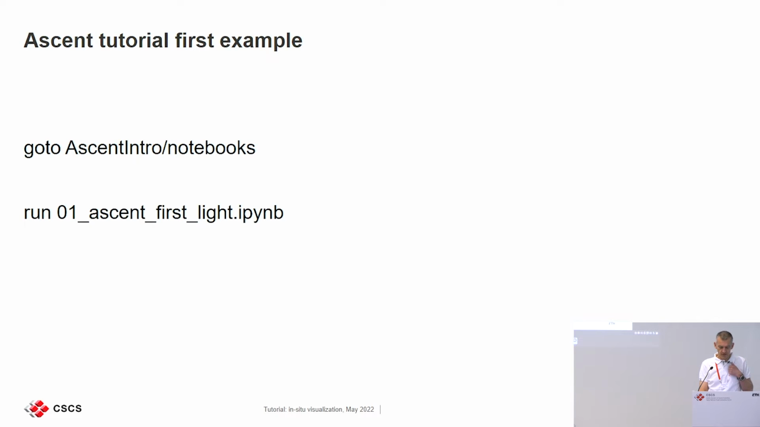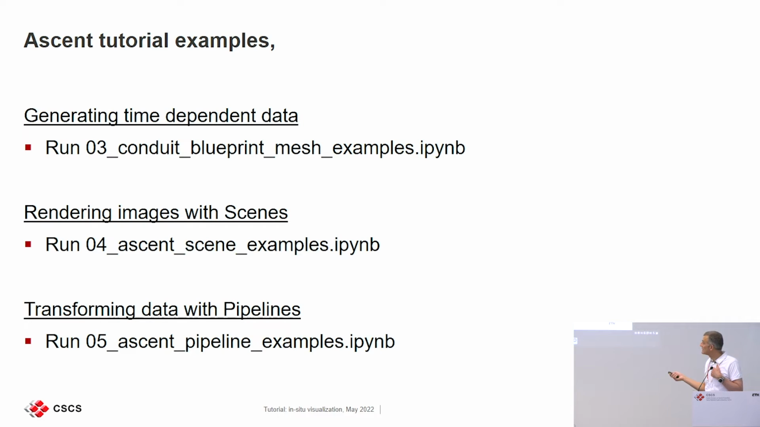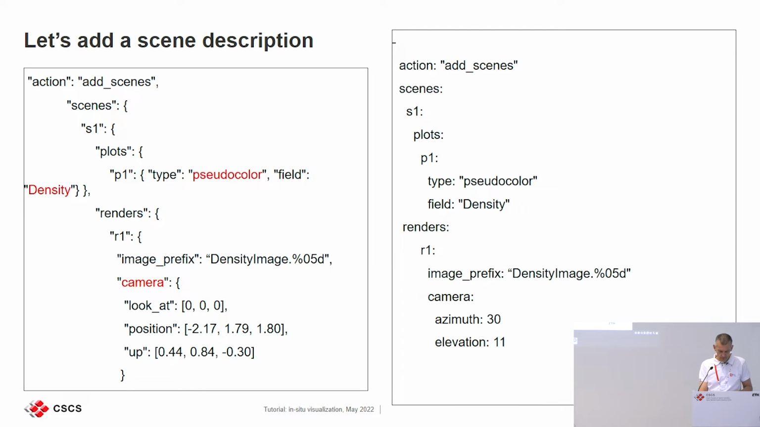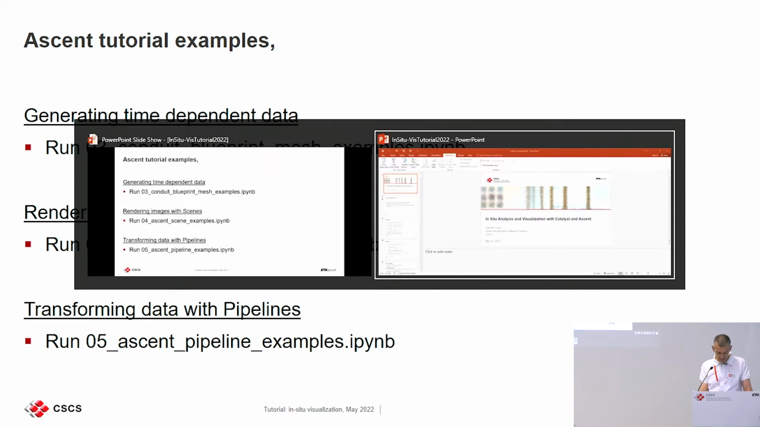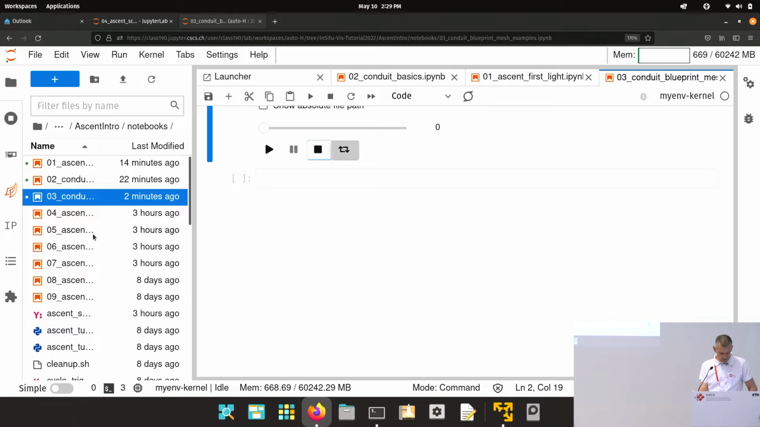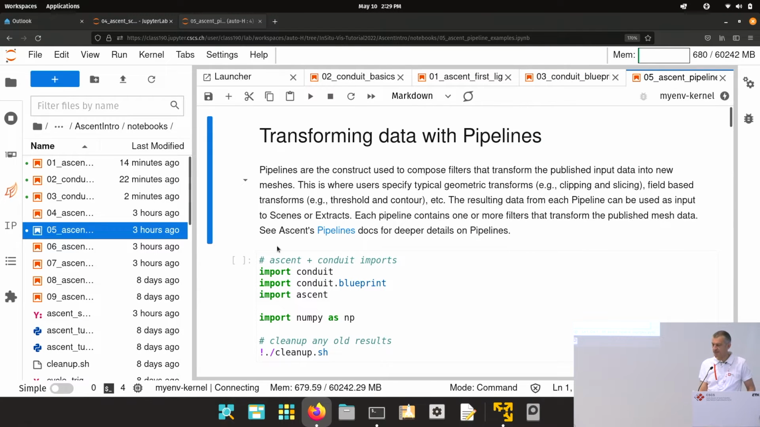We've done the first notebook. You've seen the generating time step, multiple time step example. Rendering images, we've seen, is probably a repeat of some of the things we've already seen. We're going to jump to transforming data. This is pipeline number 5. And then we'll go back to over here. So number 5, I said, transforming data.